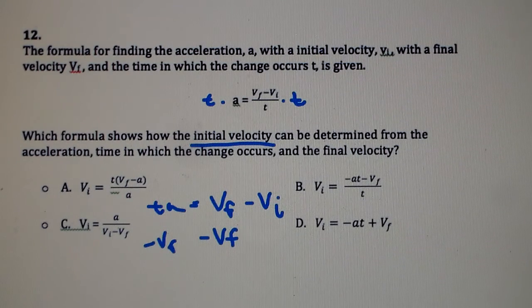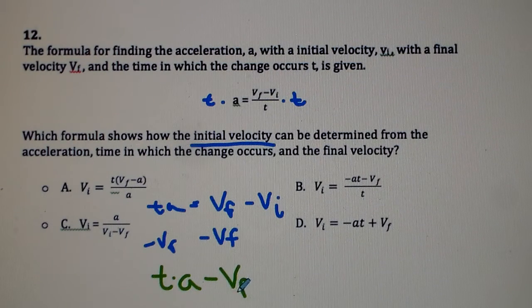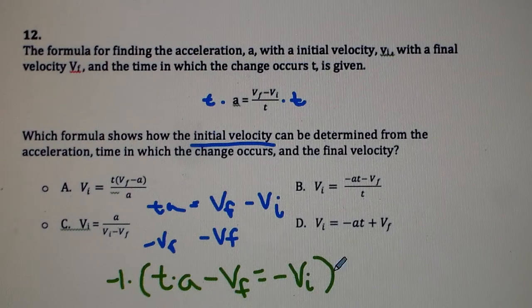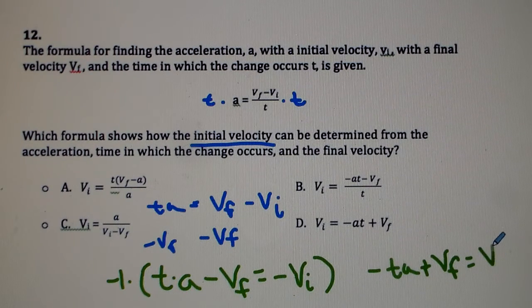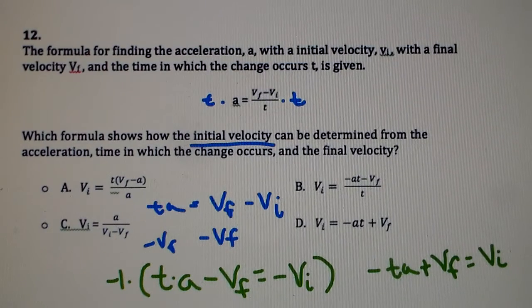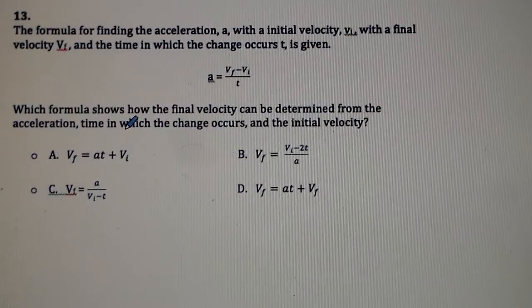So we have, I'll do it in a different color, t times a minus the final velocity is equal to the negative initial velocity. So if we multiply everything by -1, we change all the signs, so negative ta plus the final velocity is equal to the initial velocity. That's manipulating formulas there. And you can also try getting the final velocity all by itself.